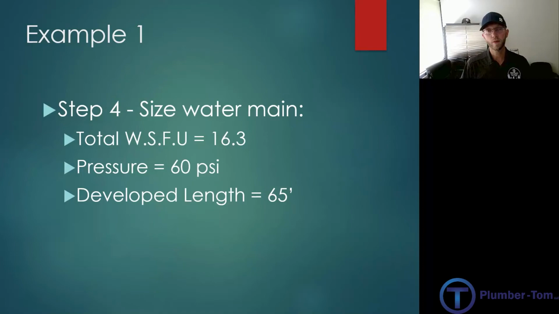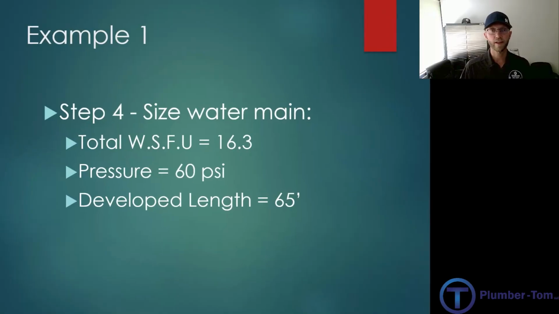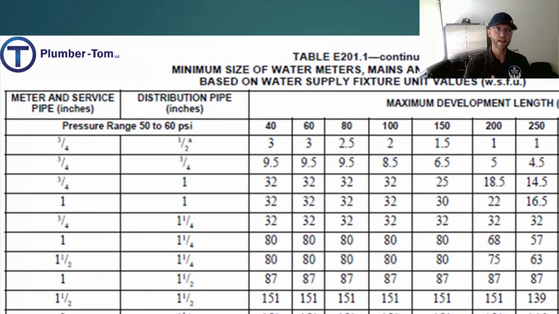With the information that we've figured for example 1, we can go on to step 4 and we can calculate our water service pipe as well as our main distribution pipe. Here's what we had. The total water supply fixture units was 16.3. The pressure in the building was 60 psi. And the developed length we found was 65. We take that to our table. This table, as we select it, gives us a pressure range of 50 to 60 psi. Now I know I'm on the right table.